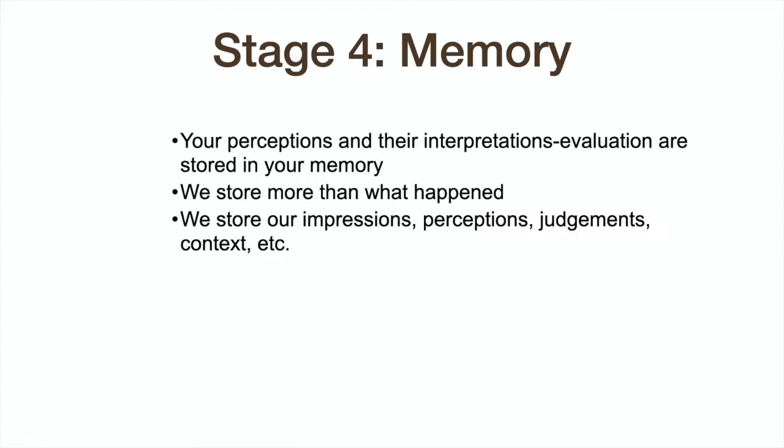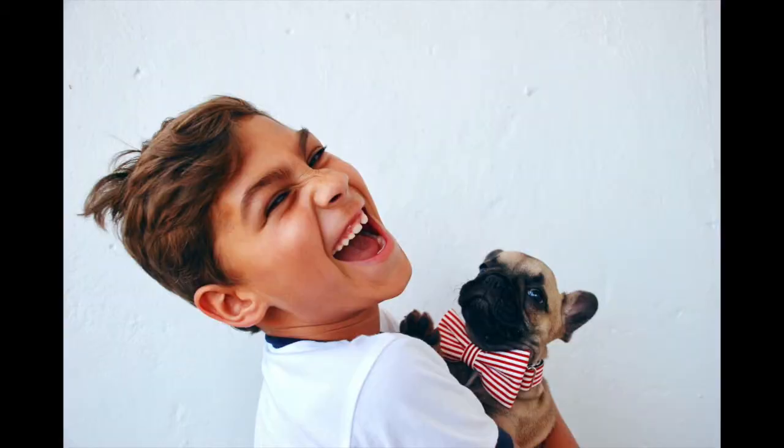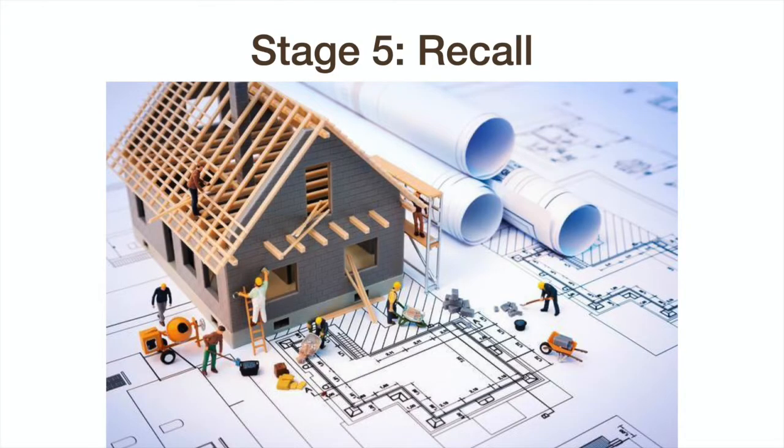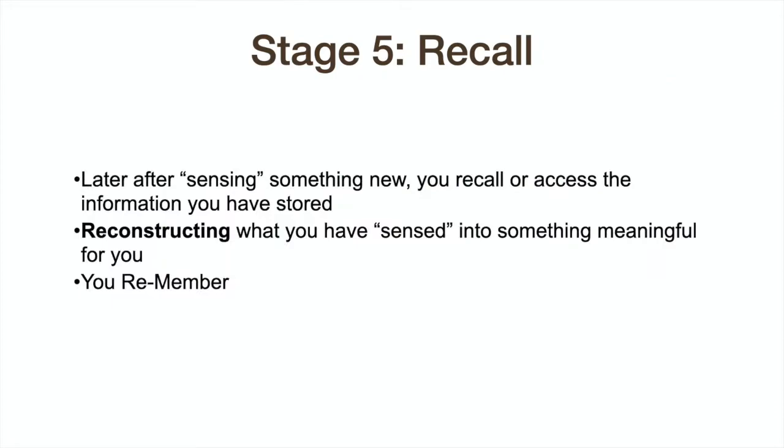So you are not like a tape recorder that just sort of spits out what happened. You actually store to memory how you felt. Like you meet somebody, you remember how you felt about them. You know, all those things, right? The fifth stage is recall. And recall is really a reconstruction process. So when you recall something, you actually have to re-put that sequence of events that you remember back together. You reconstruct what you've sensed into something meaningful. And it's actually a remembering of a particular event, right, that you remember.